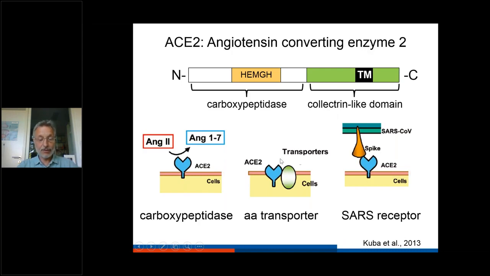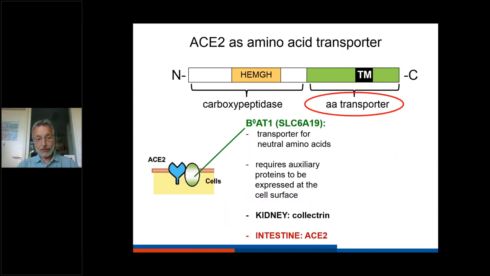This is the function as an amino acid transporter. So what is the situation there? There is a transporter of a lot of neutral amino acids called B0AT1 or SLC6A19. And this molecule needs ACE2 to be expressed in the cells where it is necessary to be expressed, and this is in the intestine. And it needs another molecule in the kidney, where it's also very highly expressed, and that's collectrin alone. So this homologous protein to this part of ACE2, collectrin, has the same function in the kidney.